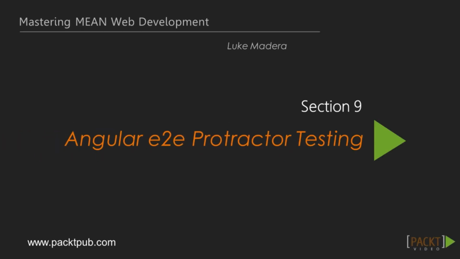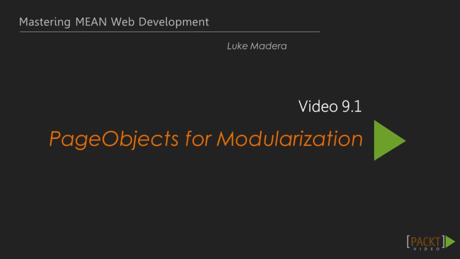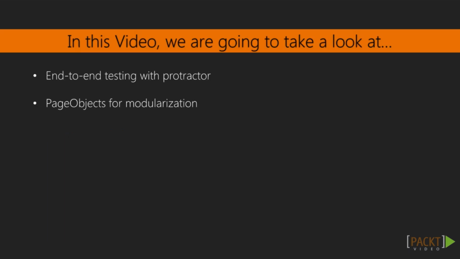In the last section, we went over building a new Node backend API route. In this video, we're going to start going over Angular end-to-end tests with Protractor, starting with going over page objects.